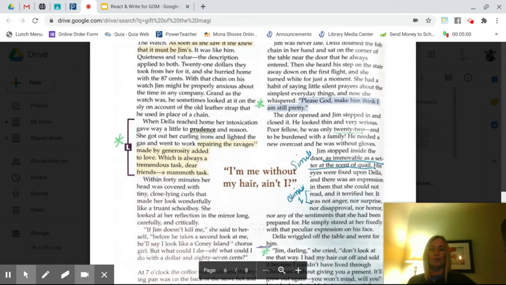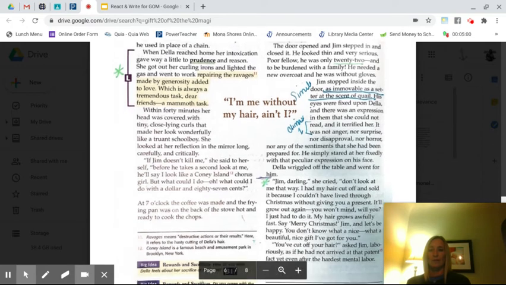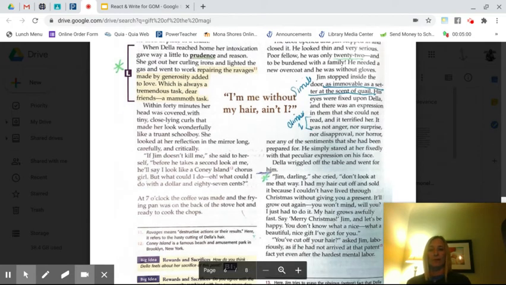When Della reached home, her intoxication gave way a little to prudence and reason. She got out her curling irons and lighted the gas and went to work repairing the ravages made by generosity added to love, which is always a tremendous task, dear friends, a mammoth task. Within 40 minutes, her head was covered with tiny, close-lying curls that made her look wonderfully like a truant schoolboy. She looked at her reflection in the mirror long, carefully, and critically. If Jim doesn't kill me, she said to herself, before he takes a second look at me, he'll say I look like a Coney Island chorus girl.